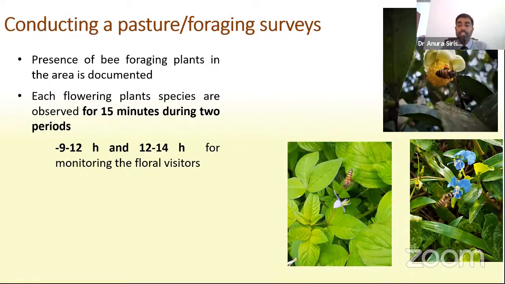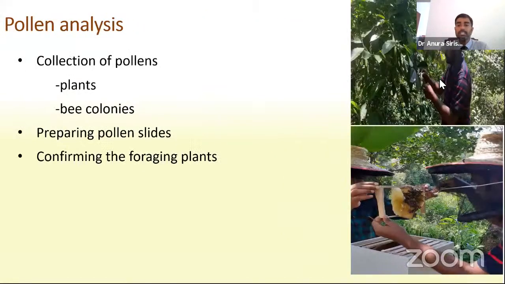And then we can do some pollen analysis also. From the identified plants, you can collect some pollen and preserve it. We can also collect pollen from the colonies. You can see two of my students collecting pollen for experimental purposes. We can extract the pollen and make pollen slides, and we can do pollen analysis as well. Here we can see the pollen after staining.